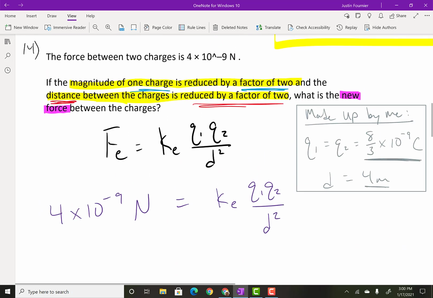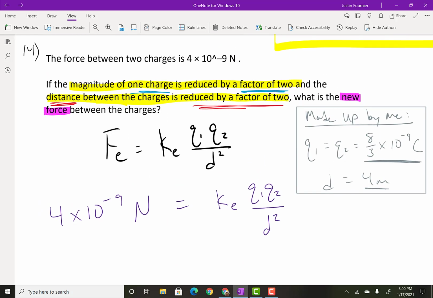So this one I could do much quicker, but I'm going to go into a little bit of why I'm doing what I'm doing. But this is number 14, I think, on your problem set. So it says the force between two charges is 4 times 10 to the negative 9 newtons. The magnitude of one charge is reduced by a factor of 2, and the distance between the charges is reduced by a factor of 2.